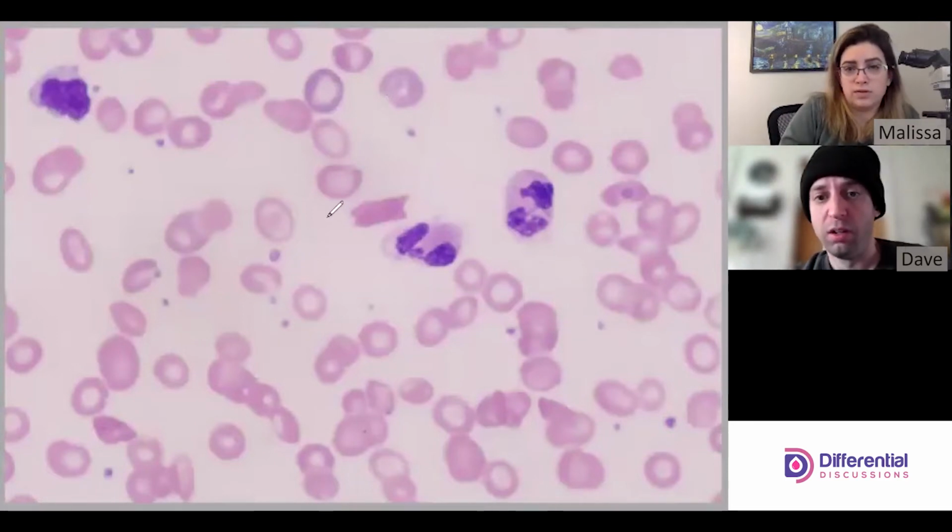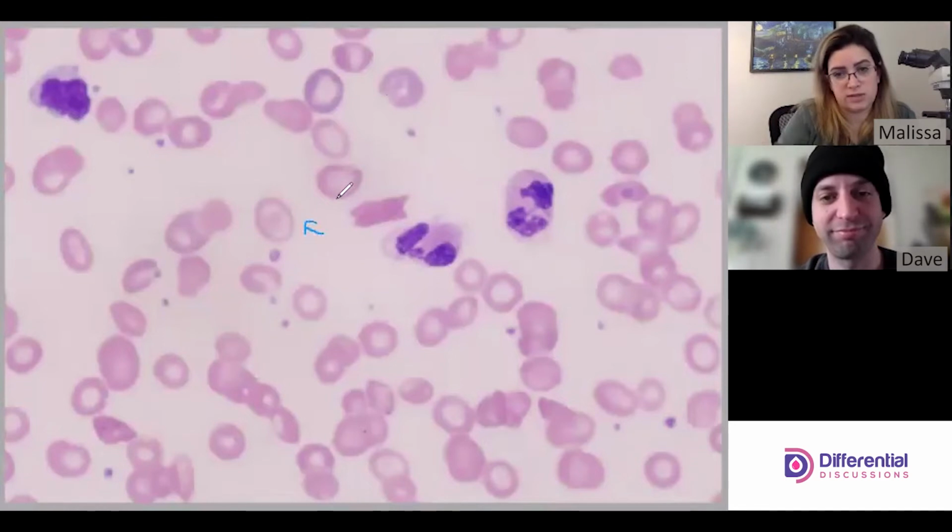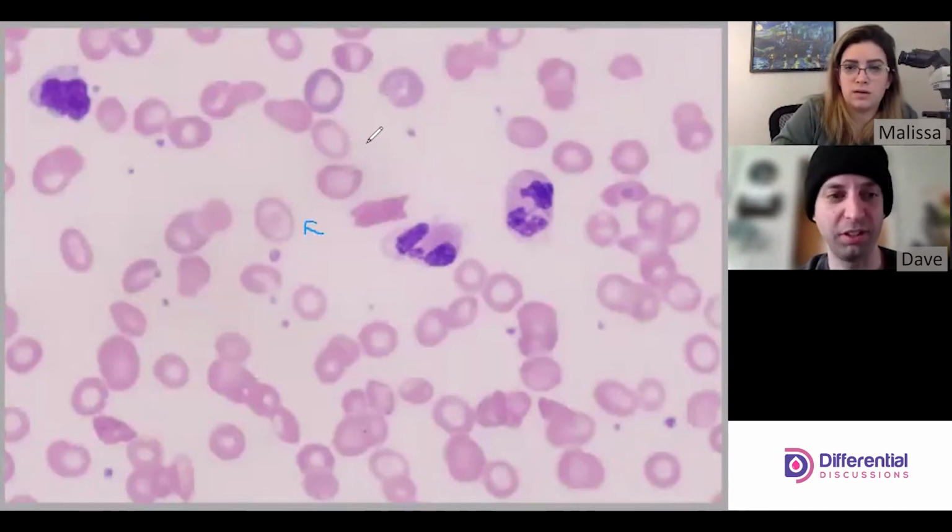All right, and then there's codocytes. Now, we're going to see codocytes whenever there's a hemoglobinopathy. So that's not unique to sickle cell, but it is one of the characteristics of sickle cell. Absolutely. And then polychromasia, like you mentioned earlier. Yep.